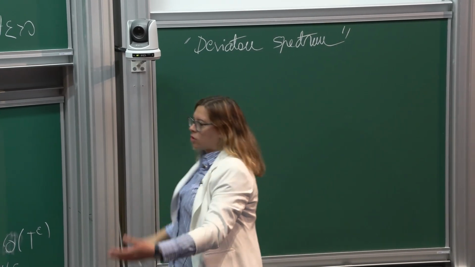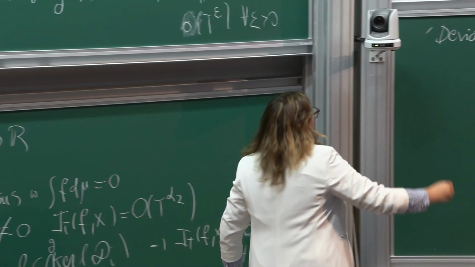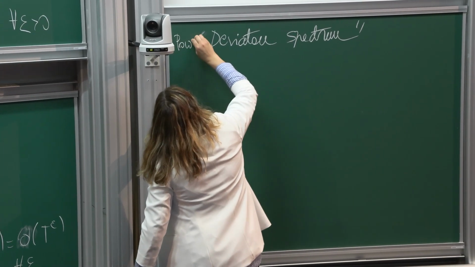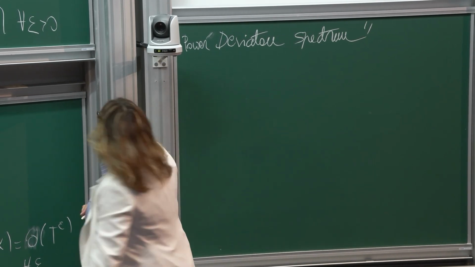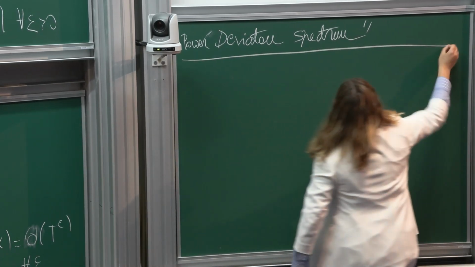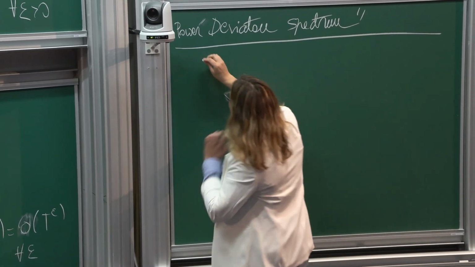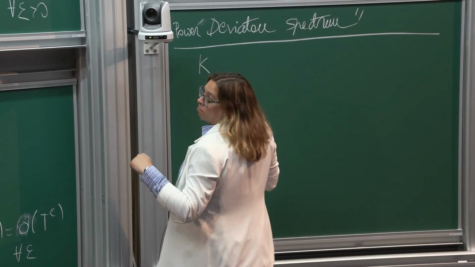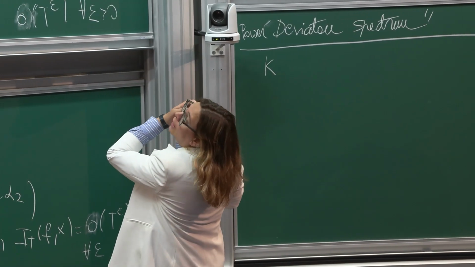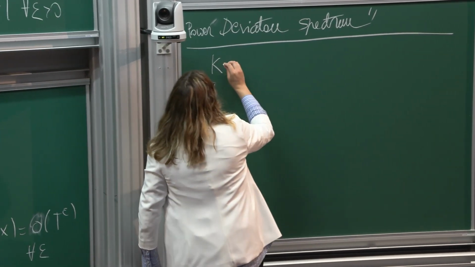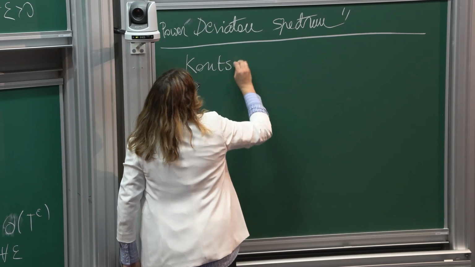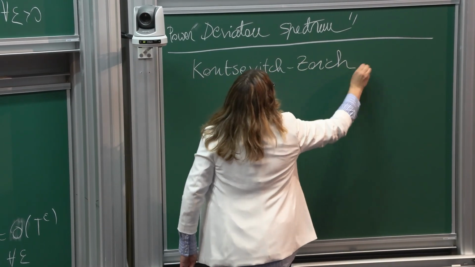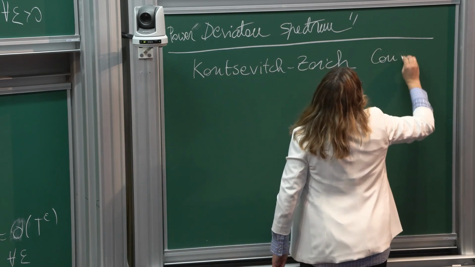So ergodic average is displayed as power deviation spectrum. Sorry, power deviation spectrum with this power. And who is this result due to? First of all, it's a conjecture, that the ergodic integrals of smooth functions for a smooth area-preserving flow is indeed a conjecture which was formulated by Kontsevich and Zorich in the 90s. So this was the Kontsevich-Zorich conjecture.